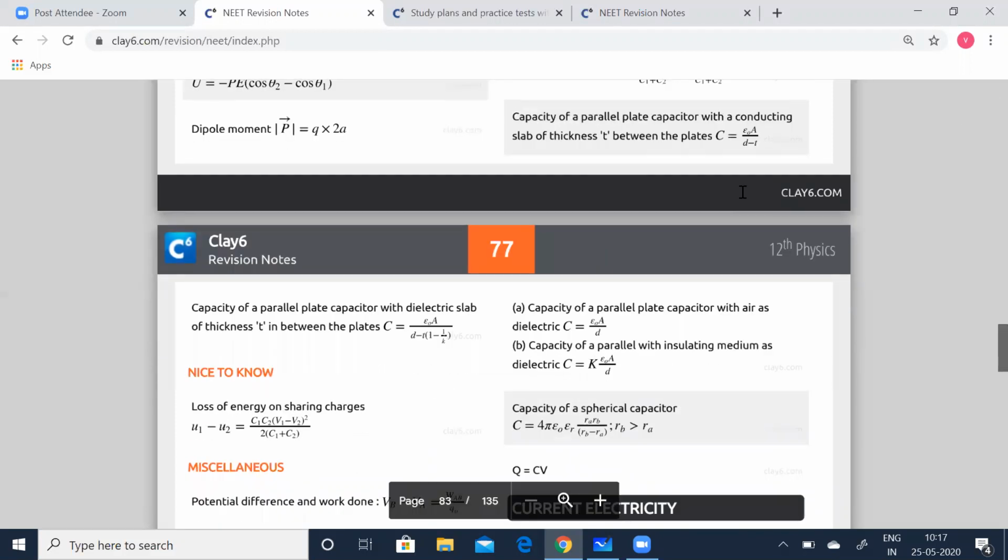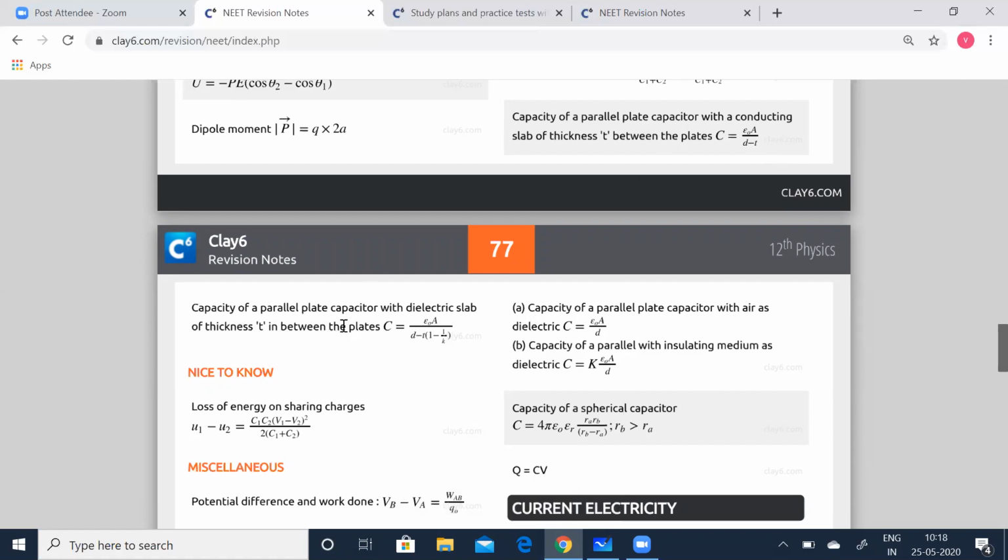Capacity of a parallel plate capacitor with a conducting slab of thickness t. Suppose you have a conducting slab of thickness t, then C is equal to epsilon 0 A by D minus t.